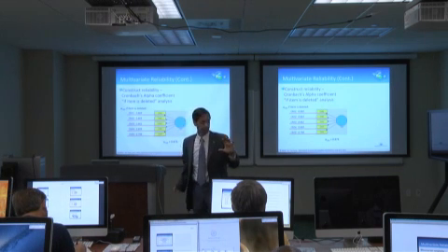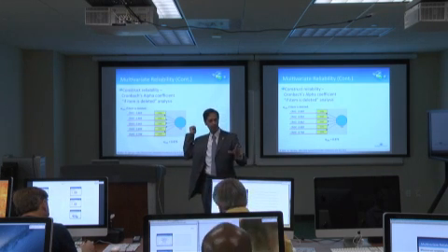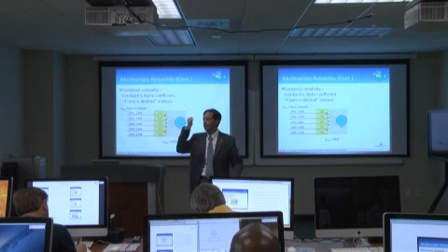Now, what does it mean? It means that if I actually created a construct without that item and the Cronbach alpha goes up, that item is bad.